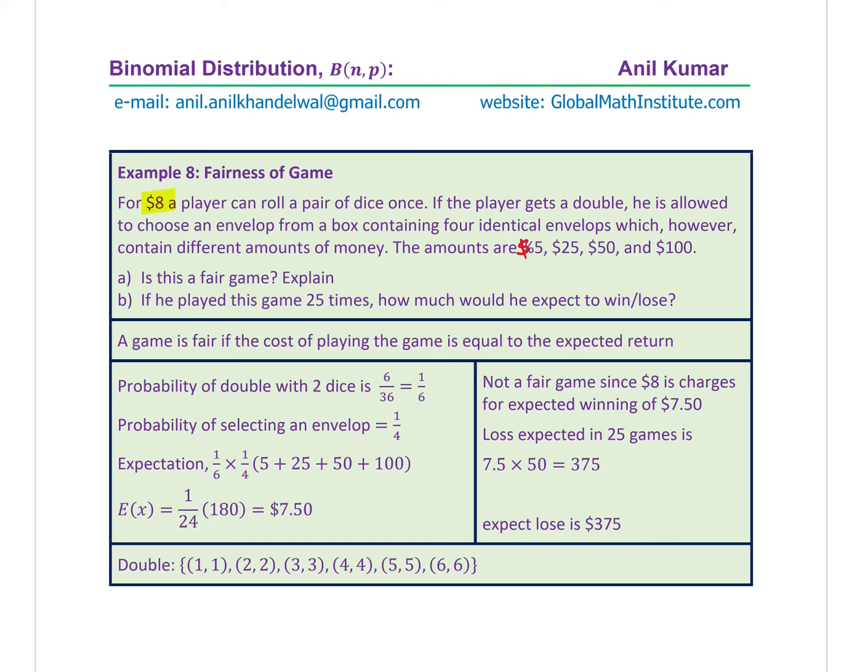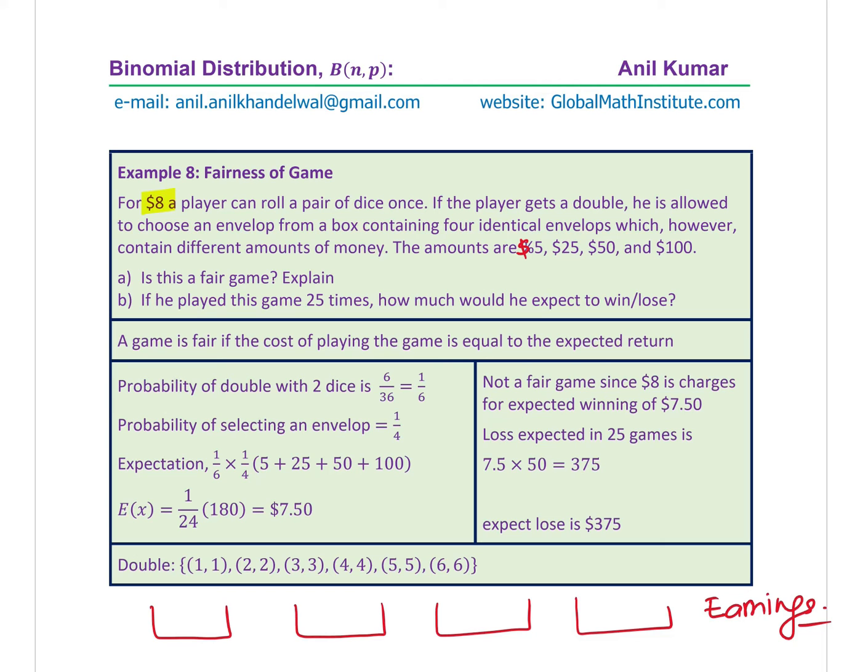So that's the case. So we have 4 envelopes here. So first thing is, the player is paying $8. So $8 is the cost of the game. We need to find what is the earnings. That is the whole idea, correct? What are the earnings?